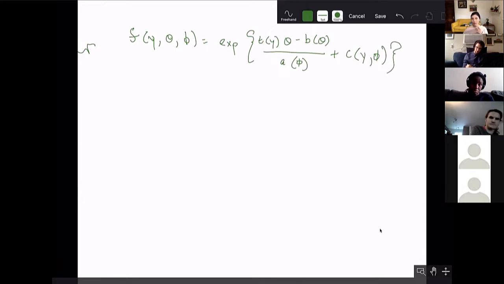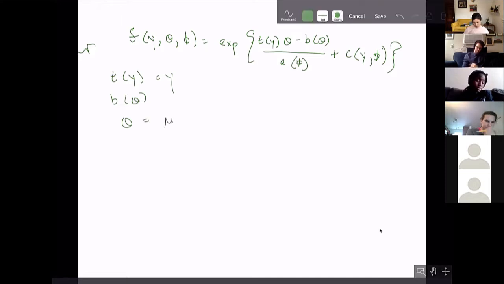And so when you put your distributions into the exponential family form, you'll be able to show what T of Y is, what B of theta is, what theta is in terms of the parameters from whatever distribution you're working with. And I think in the lecture notes, I go through the normal distribution. And I show that in that case, your T of Y is equal to Y, and your theta is equal to mu, and your B of theta is 1/2 mu squared.